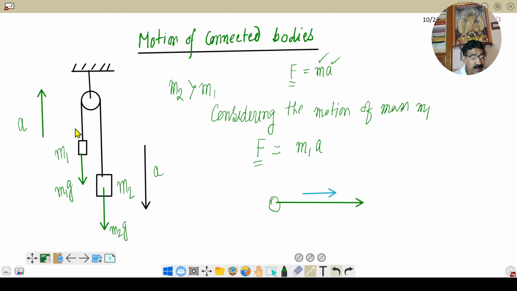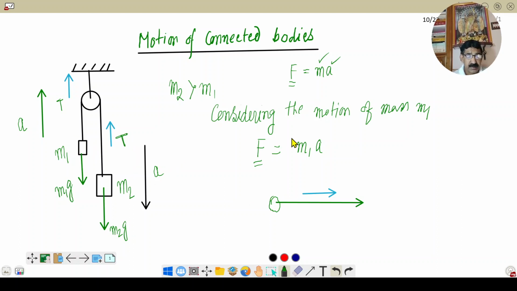So another force, tension, and remember tension is always away from the body considered. So when this body is considered, the tension will be along the rope, and in this case also the tension will be along the rope but away from the body. In each case the tension is equal to T, this is T, and this is also T.